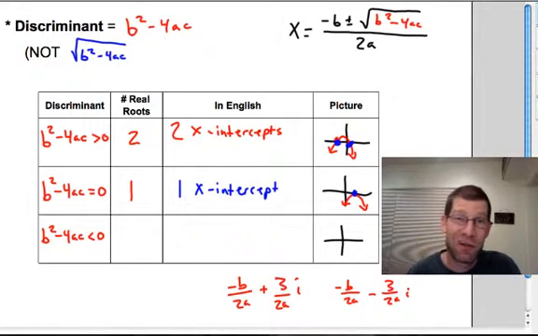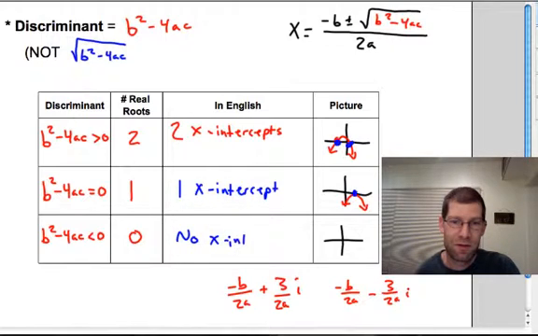If I lost you there, just start the problem and work through it. But the point is, both of these are not going to be real. So you have 0 real roots. In English, there are no x-intercepts. Or if you wanted to, you could write that the parabola doesn't touch the x-axis.